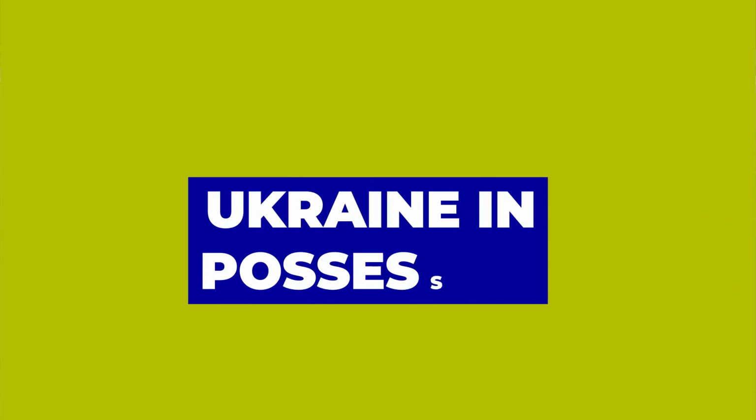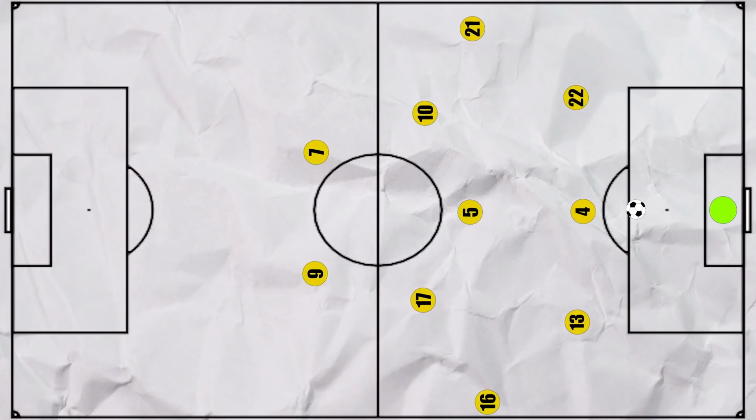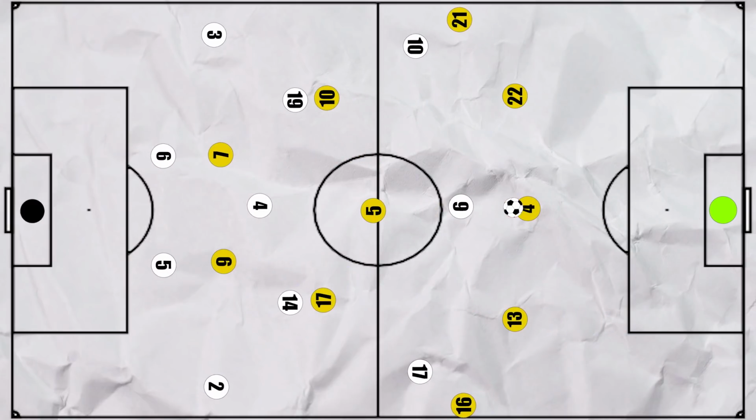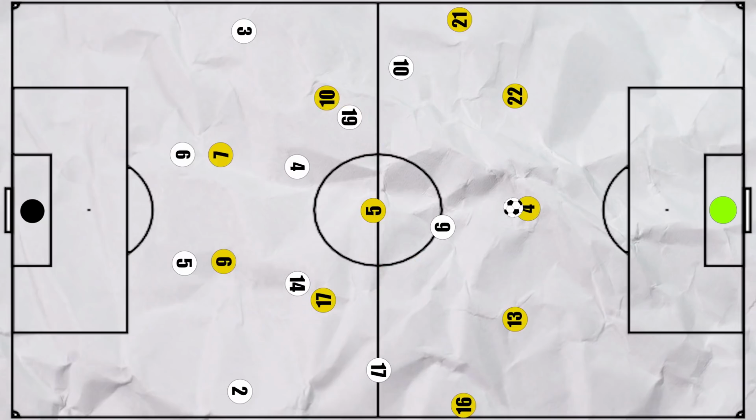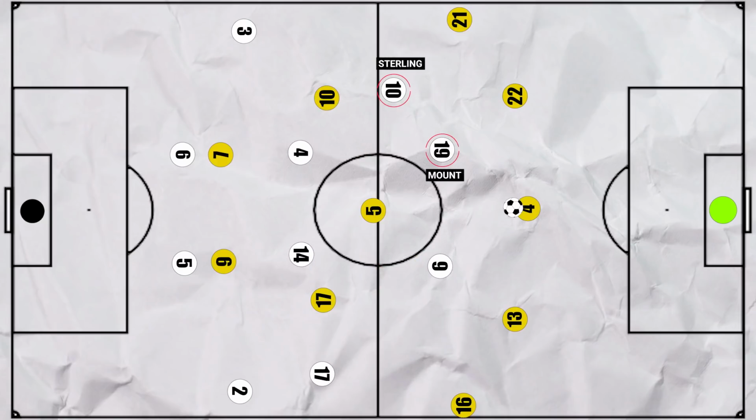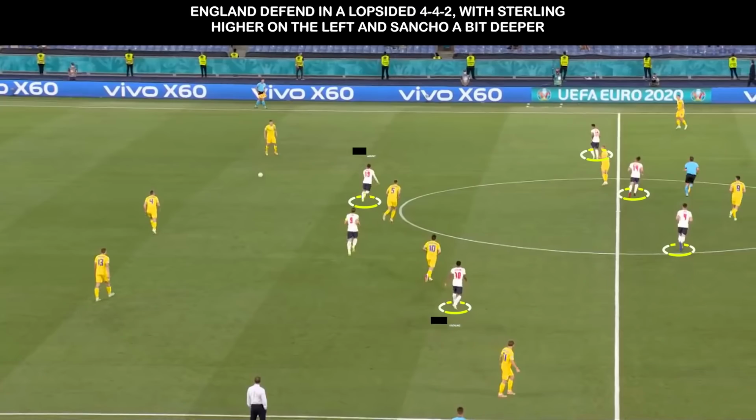But what happened when Ukraine were in possession? Ukraine were also able to come through the first phase easily, as with the early lead, England didn't have to press that high up. Instead, they often defended in a lopsided 4-4-2, with Sterling tucked in off the left-hand side and Mount higher.